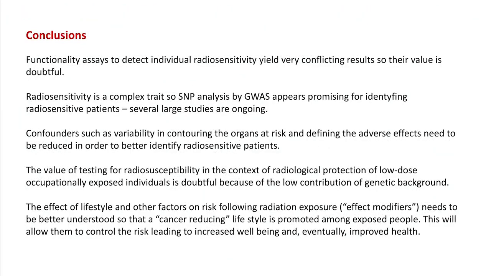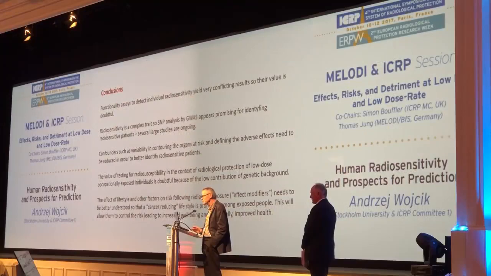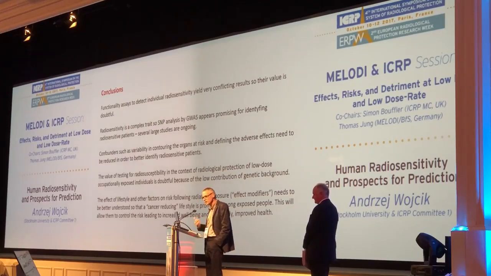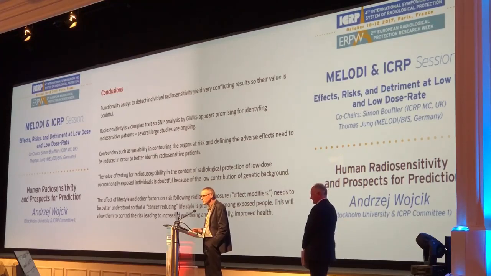I have 30 more seconds. Functional assays to detect individual radiosensitivity don't give good results. They gave conflicting results, and their value is doubtful. Radiosensitivity is a complex trait, so SNP analysis by GWAS is very promising. We should wait for the outcome of these large studies that are ongoing. There are a number of confounders when looking at radiosensitivity, like variability in contouring, organs at risk, and defining adverse effects, and these need to be overcome.